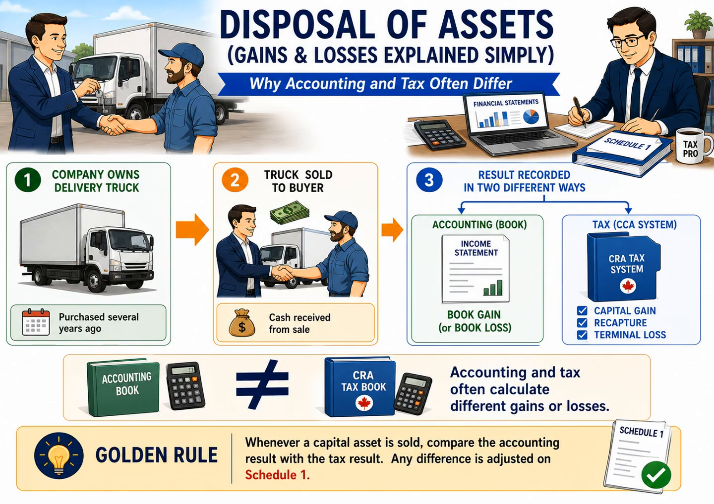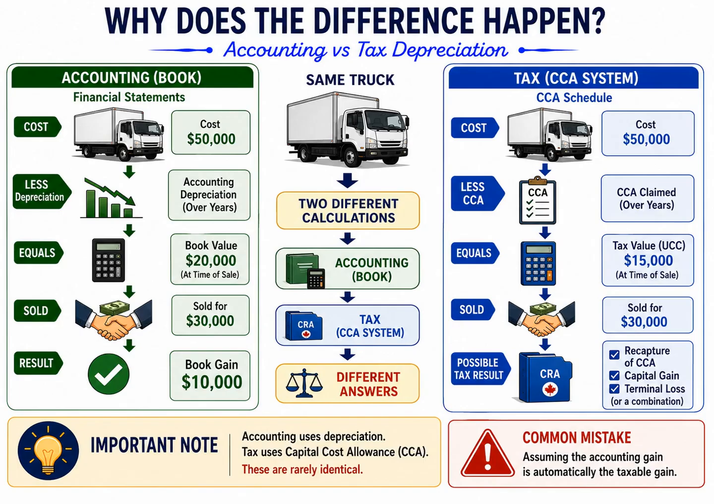For now, the most important concept to remember is this: whenever a capital asset is sold, never assume that the accounting gain or loss is automatically the taxable gain or loss. Always compare the accounting result with the tax result, and if there is a difference, that difference is adjusted on Schedule 1. Understanding this simple principle will make the more advanced asset disposal rules much easier to learn later in the course. One of the biggest reasons Schedule 1 adjustments are required is that accounting and tax do not measure the value of assets in the same way.